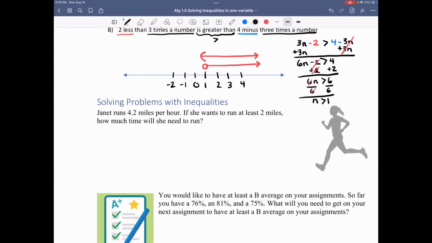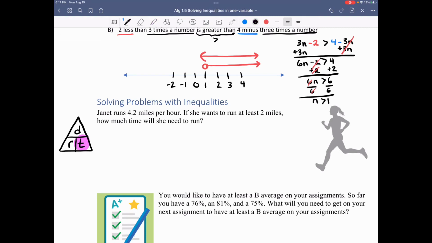Solving problems with inequalities. Janet runs 4.2 miles per hour. If she wants to run at least 2 miles, how much time will she need to run? Let's start with our DRT triangle to help us with this. We want to know how much time she will need to run. So this is what we're looking for, T. So we're going to do D over R to figure that out.